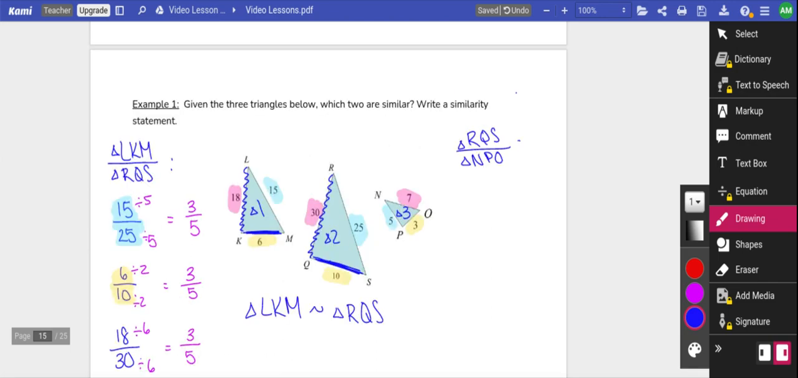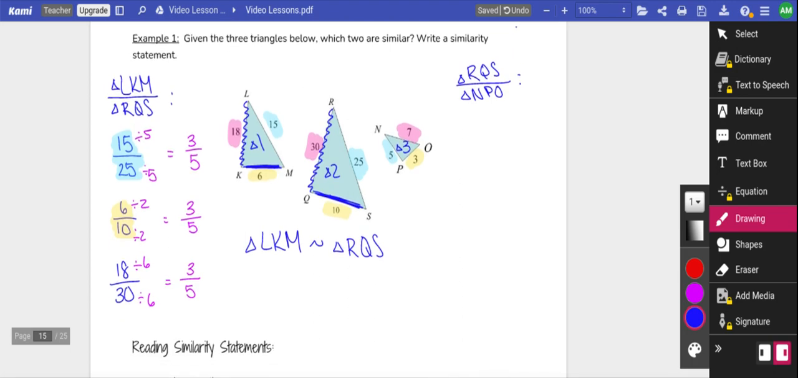So let's set up a ratio to compare them. Again, we're going to start with the smallest side, the actual smallest side this time. In RQS, it's 10. In NPO, or triangle 3, it's 3. 10 and 3 do not share a common factor, so that is in simplest form.